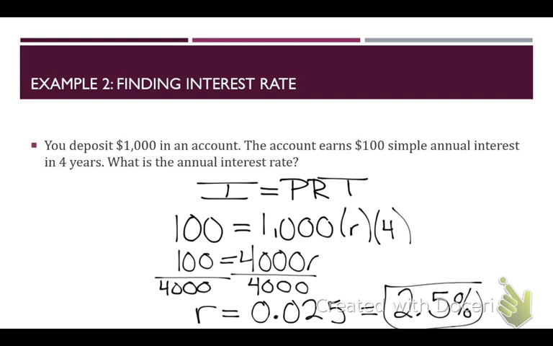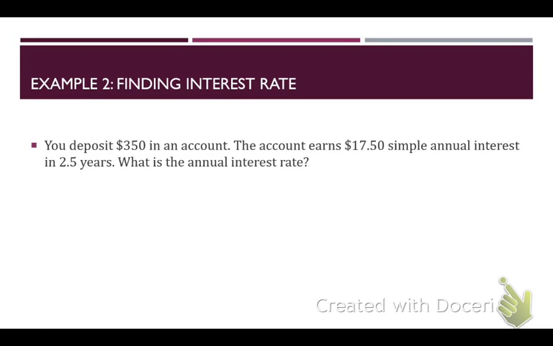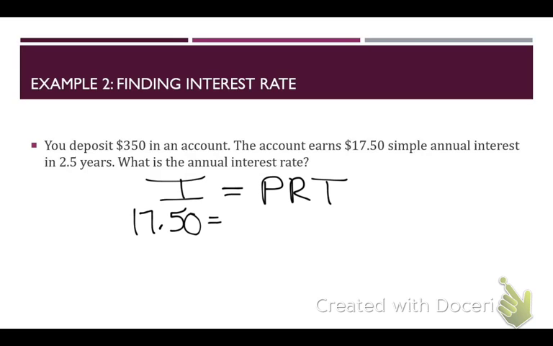All right, so here's our next one. You deposit $350 in an account, and the account earns $17.50 simple annual interest in 2.5 years. What is the annual interest rate? So again, I equals PRT. And interest, $17.50, equals my principal amount, $350, times 2.5 times R. Wait a second, I thought I was supposed to do R before T. Does it matter? No, commutative property says I can do it out of order, and I know I have to multiply those numbers together first.